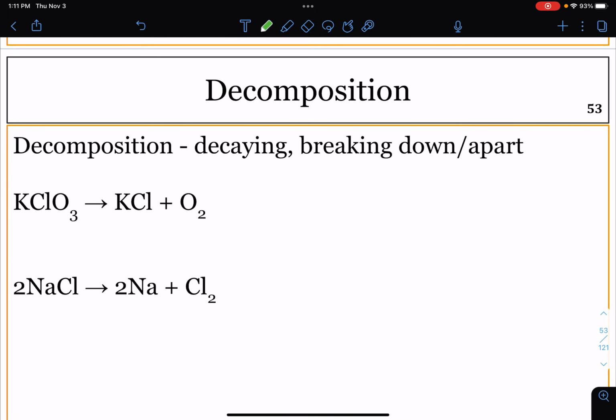Decomposition reactions are essentially the complete opposite of synthesis reactions. We have only one reactant that is decomposing, breaking down, decaying, or breaking apart into 2 or more substances. In our first example, the reaction is not balanced, but we have KClO3 breaking down or decomposing into 2 different substances, KCl and O2.